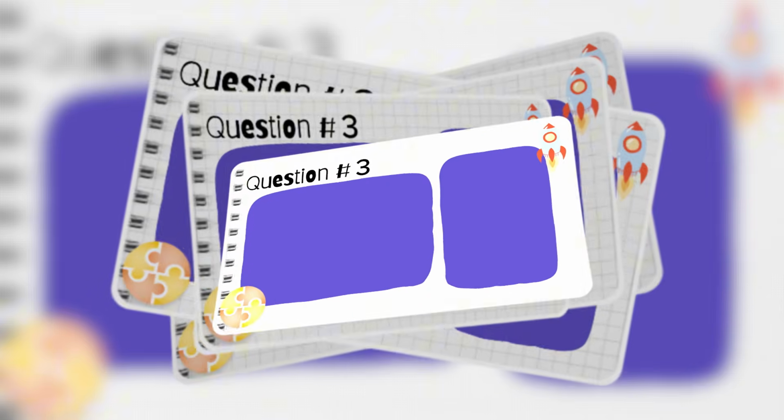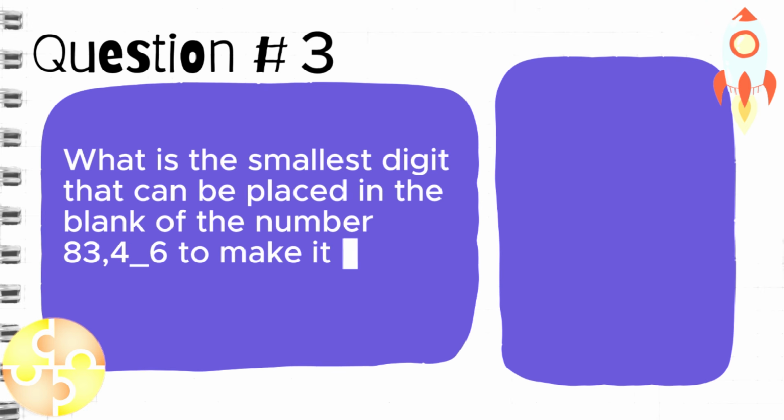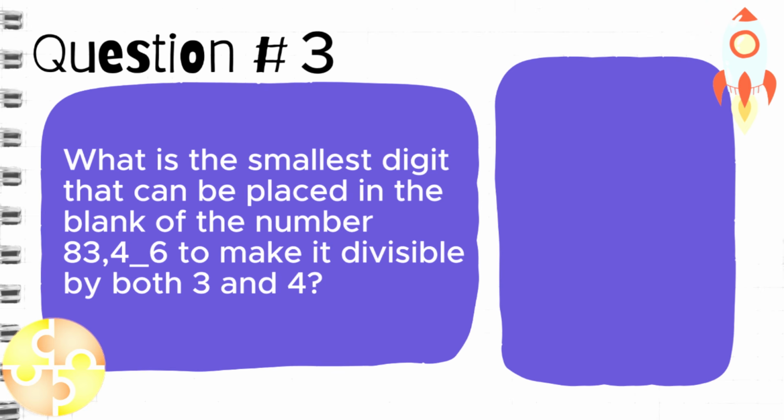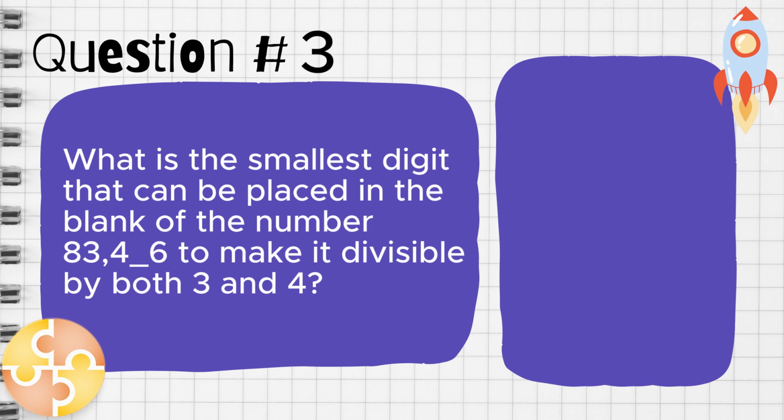Question number 3. What is the smallest digit that can be placed in the blank of the number 83,400 blank 6 to make it divisible by both 3 and 4? A. 1. B. 3. C. 5. D. 9.